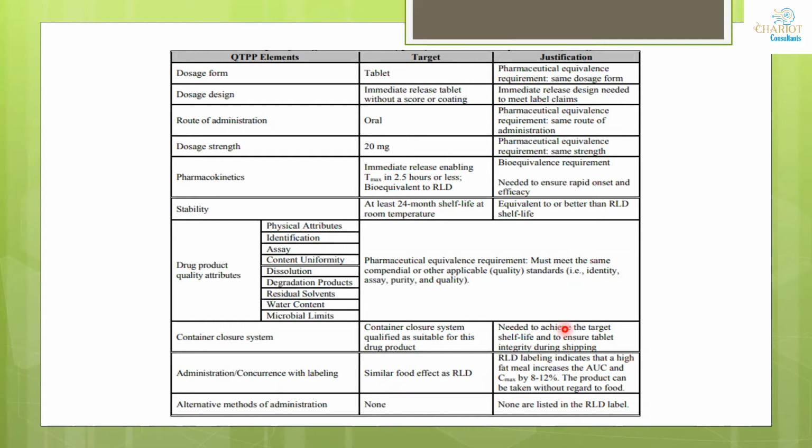So this is just about QTPP. I mean what is QTPP, what target you are going to set, and what is your justification. Whenever you are setting a target you need to provide the justification for why you have kept this particular kind of target. So whenever you have designed your QTPP, you have your target with you, and then what will be my steps to achieve those targets.